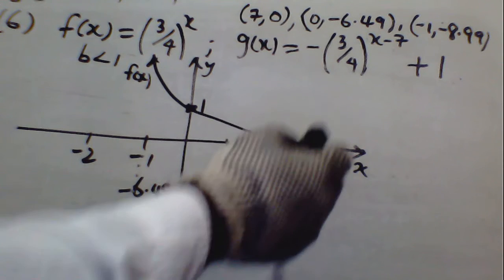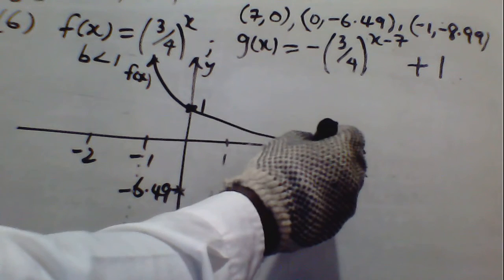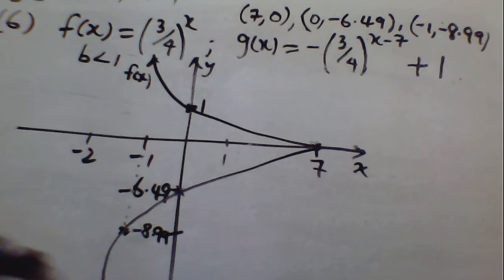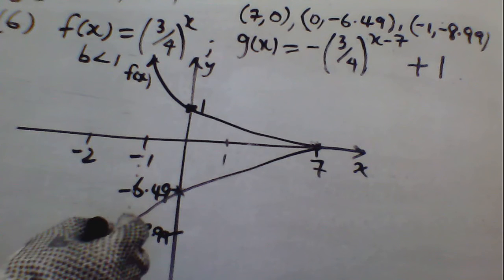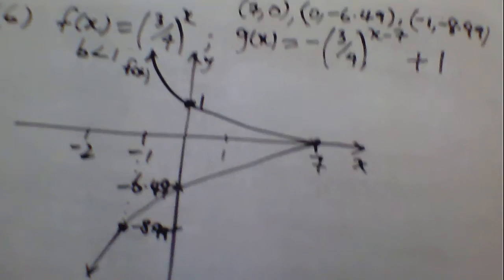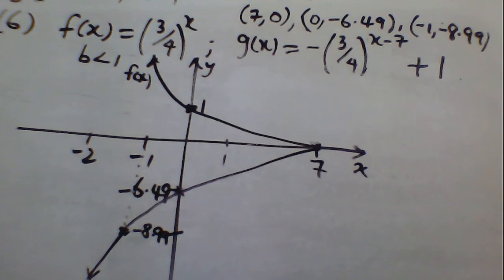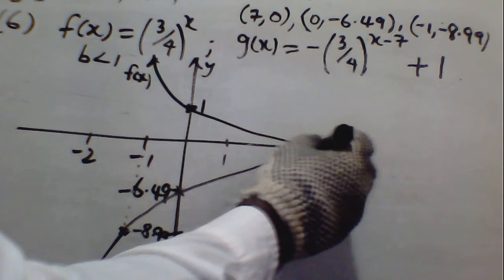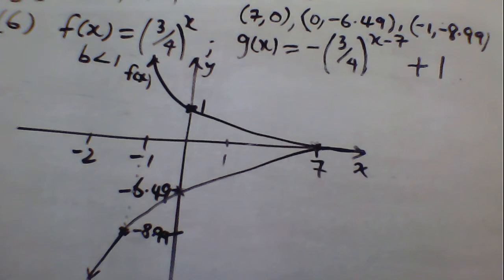So with your smooth curve, you will join. This is how it's going to look. Sorry, this is how it's going to look. Hope you've seen it. That is all you are required to do. So this is the curve.